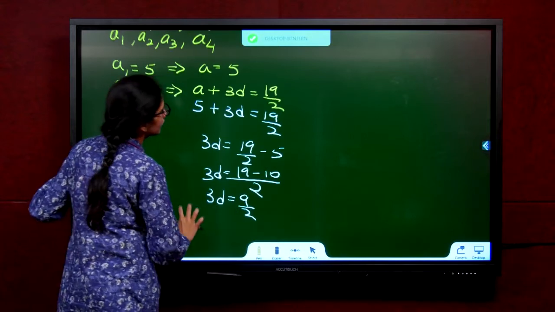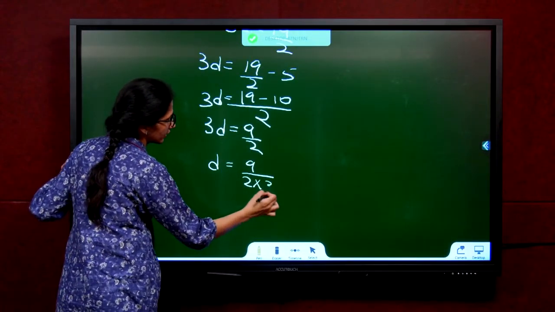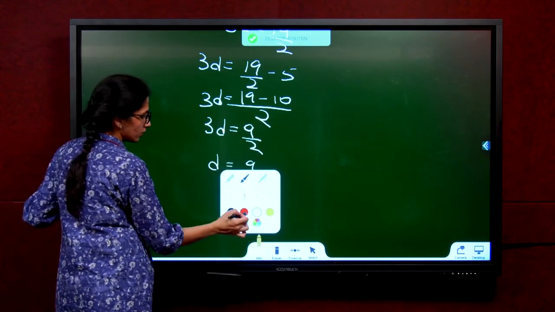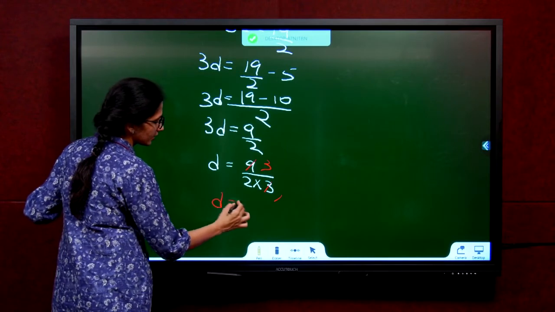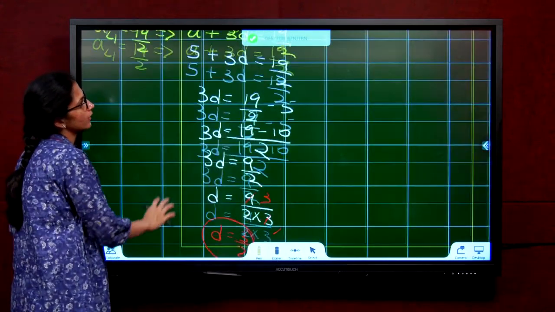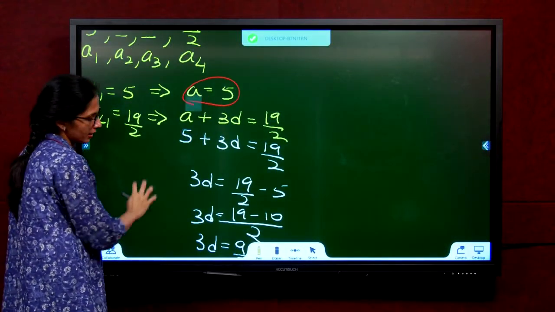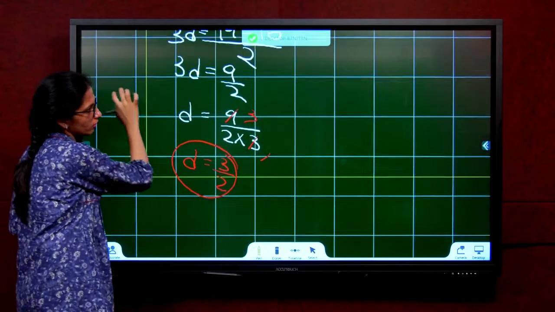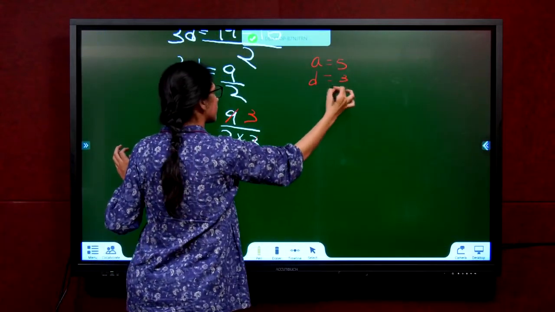D is equal to 9 by 2 into 3. 3 goes down. 3 1s are, 3 3s are. D is equal to 3 by 2. So we got D is equal to 3 by 2, and what do we have the value of A as? 5. We want A2 and A3. So A is 5, D is 3 by 2.